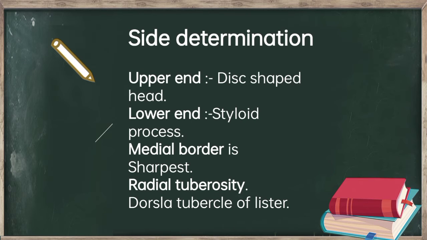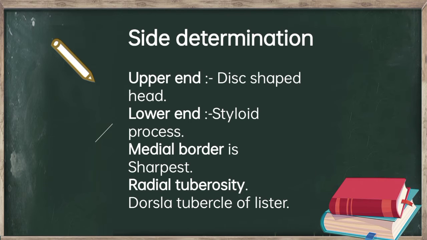So here upper end has a disc shape head while the lower end is expanded and having a styloid process. Alright. At the lower end, the anterior surface is in the form of thick prominent ridge, while the posterior surface presents four grooves for the extensor tendons.